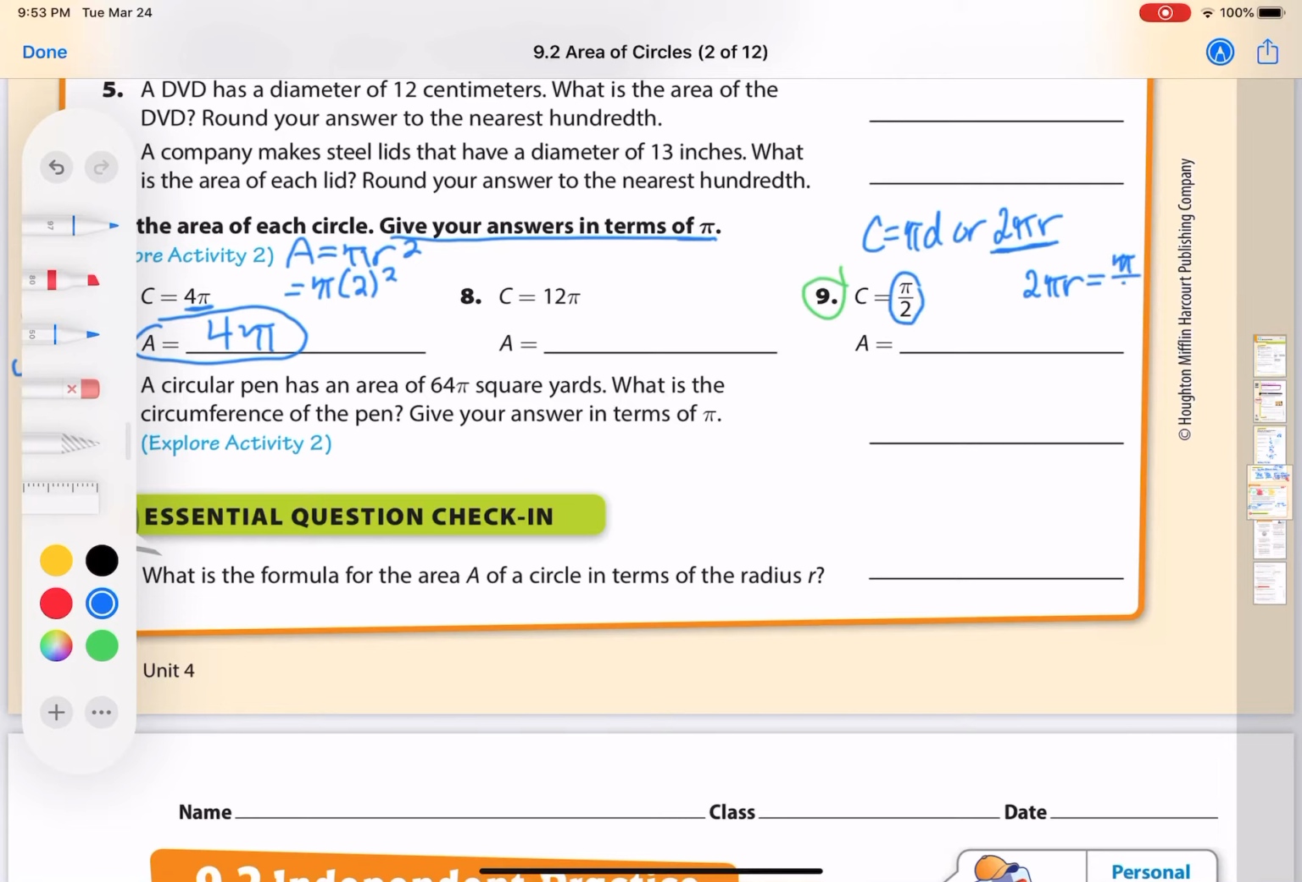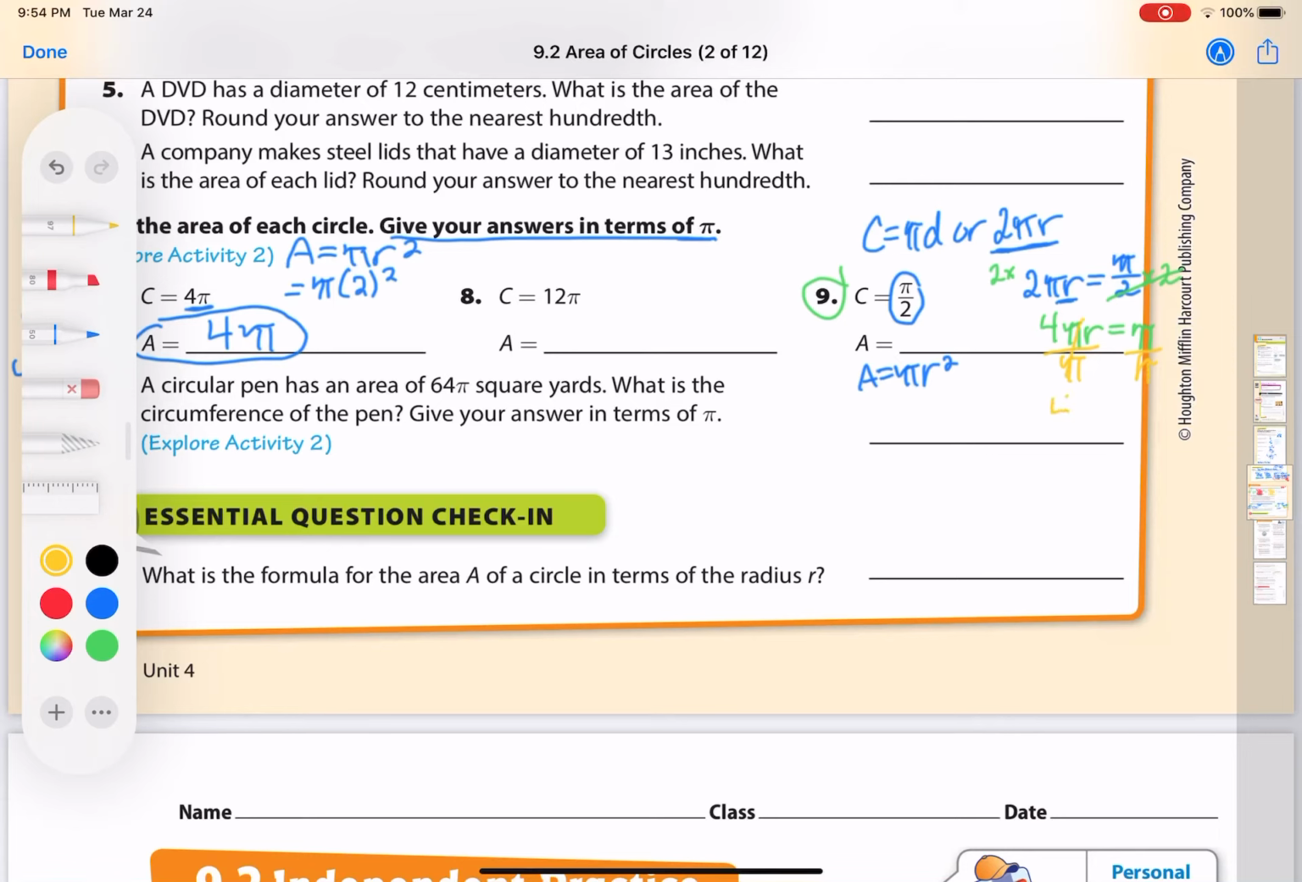pi over 2. Now, in order for us to write this back into the A equals pi r squared formula, we have to isolate r. So therefore, I'm going to start with the right-hand side, and I'm going to get rid of the denominator. So it's being divided, so to undo that, I'm going to multiply both sides by 2. 2 times 2 is 4. 4 r equals pi.